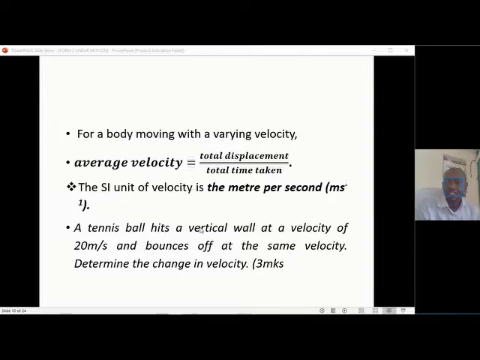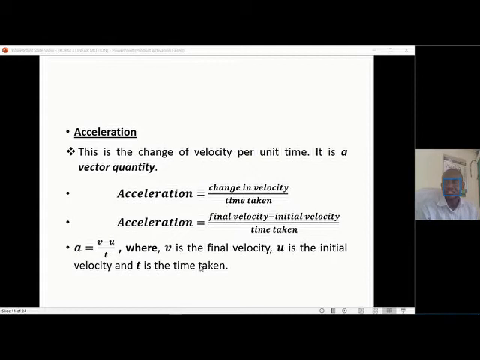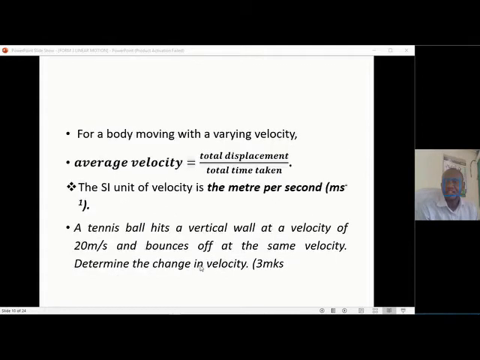A tennis ball hits a vertical wall at a velocity of 20 meters per second and bounces off at the same velocity. Determine the change in velocity. It hits the wall and then comes back with the same velocity. What is the change in velocity? Going is 20, coming back is negative 20, so the change in velocity is 0.